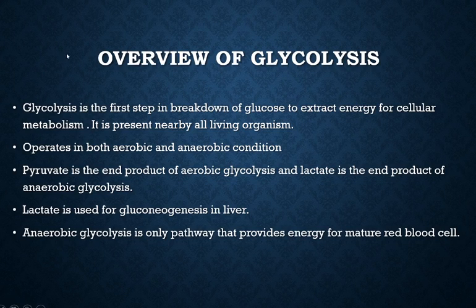Overview of glycolysis. Glycolysis is the first step in the breakdown of glucose to extract energy for cellular metabolism. It is present in nearly all living organisms. It operates in both aerobic and anaerobic conditions, and pyruvate is the end product of aerobic glycolysis, and lactate is the end product of anaerobic glycolysis. Lactate is used for gluconeogenesis in the liver, and anaerobic glycolysis is the only pathway that provides energy for mature red blood cells.